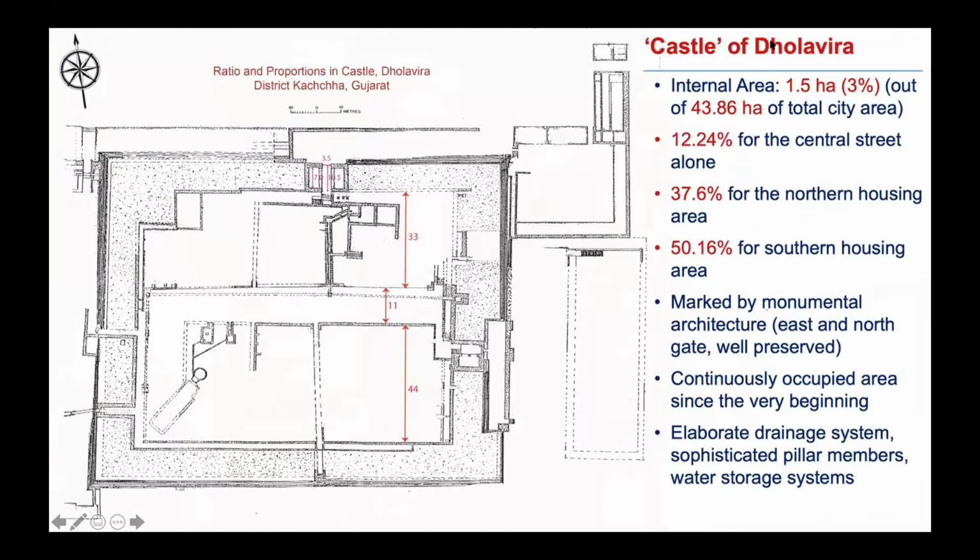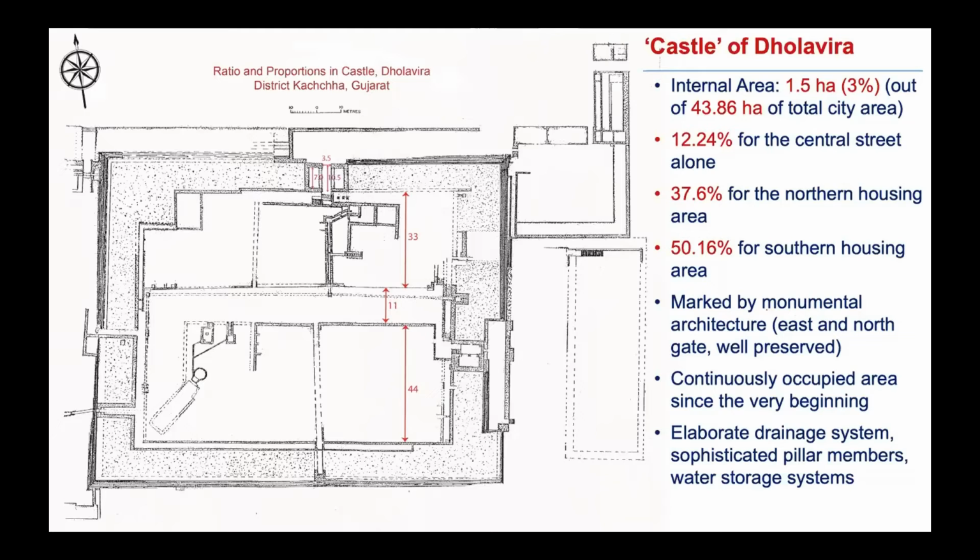And if you see the area occupied by this castle, it's only 1.5 hectares of the overall 43.86 hectares. I'm talking about the internal area of the entire settlement, that is 43.86 hectares. The castle is only 1.5 hectares, hardly 3%. Of this, the street alone is 12.24%, 37.6% is the northern housing area, and 50.16% is the southern housing area. So even though it is only 1.5 hectares or 3% of the overall city area, it is the only place marked by monumental architecture.